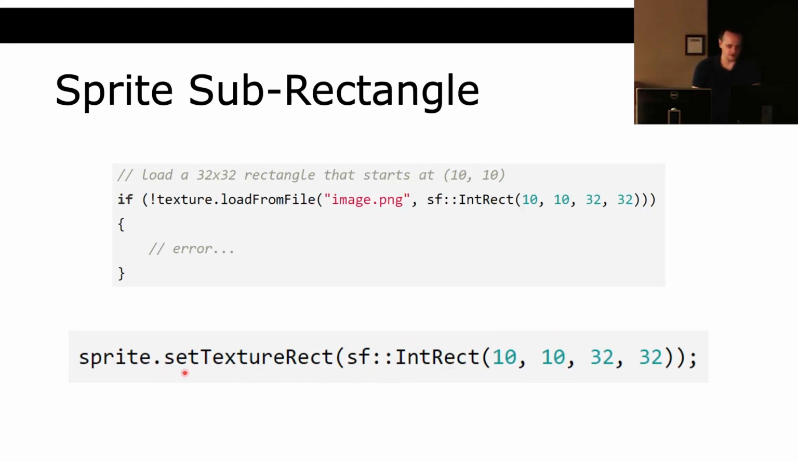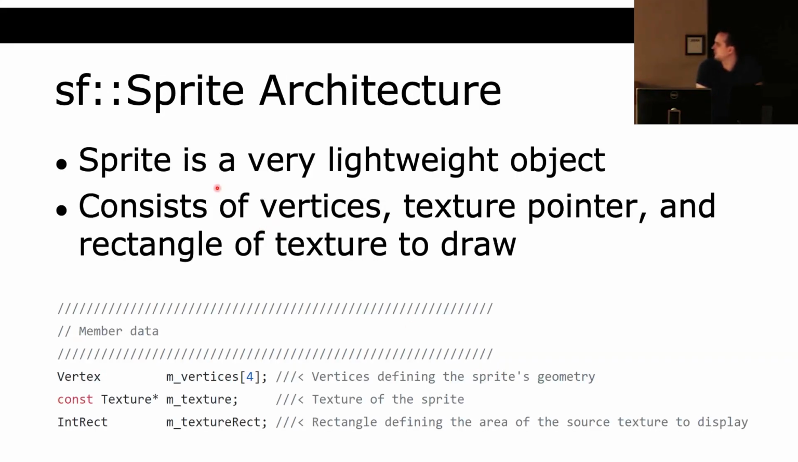So we say sprite.setTextureRect, and then we pass in an integer rectangle. So this would say go over by 10, go down by 10, and then it's 32 pixels wide and 32 pixels high. Okay? So it starts at 10, 10, it's 32 by 32, pick that. The reason this works is because Sprite is a very, very lightweight object.